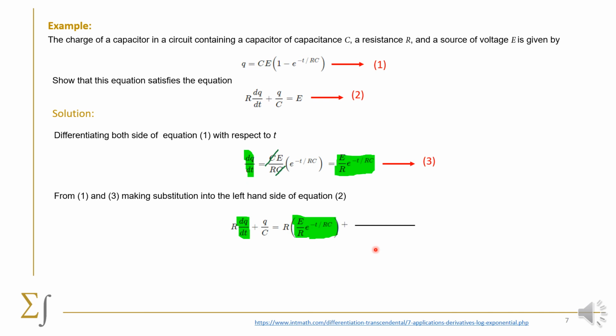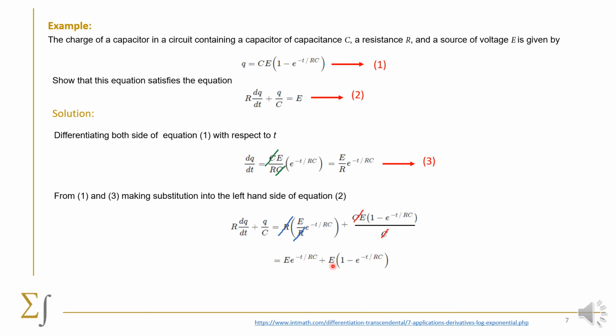Plus q over C, we put a fraction line, and then in the numerator we put the q, which is given by equation 1, divided by C. And also we see that we can cancel C with C and R with R. So making the cancellations, we get for the first term, E times the exponential function e^(-t/RC). And for the second term, we get E multiplied by (1 minus e^(-t/RC)).